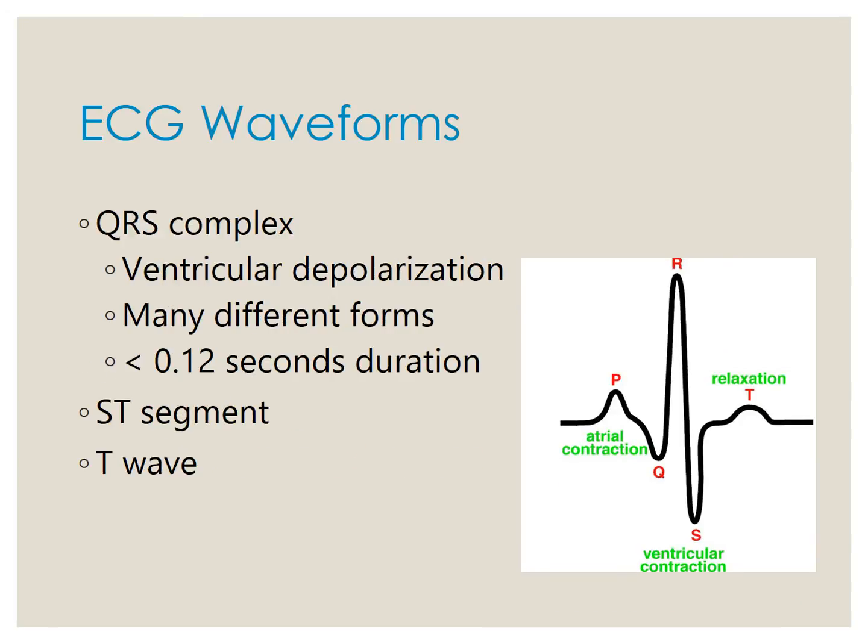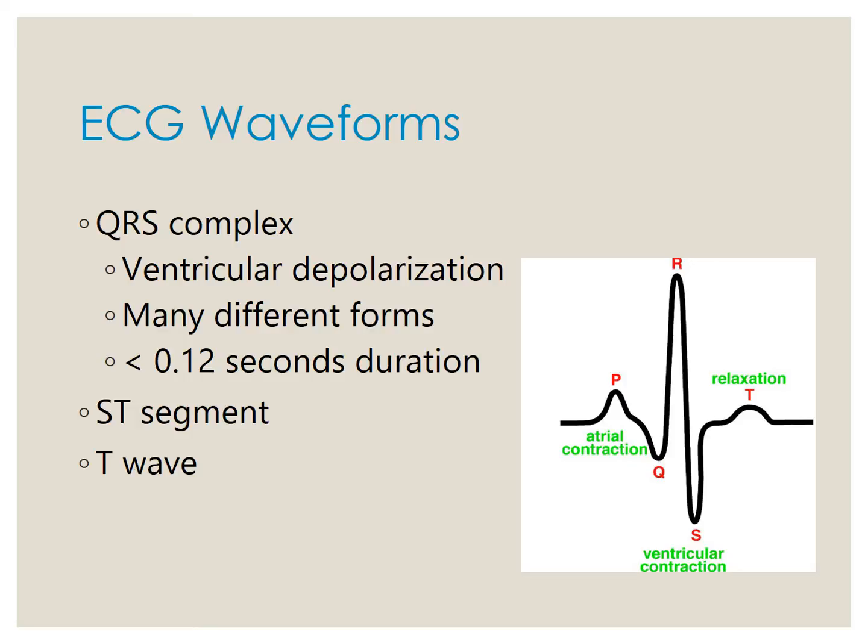Your QRS complex is the ventricular depolarization. This is a large complex of 3 waves, the Q, the R, and the S wave, which you can see down in this diagram that I have here. The upper limit of normal duration is up to 0.12 seconds or 3 small squares. So to see a normal ventricular depolarization, you don't want to see it larger than 0.12 seconds or 3 small squares.